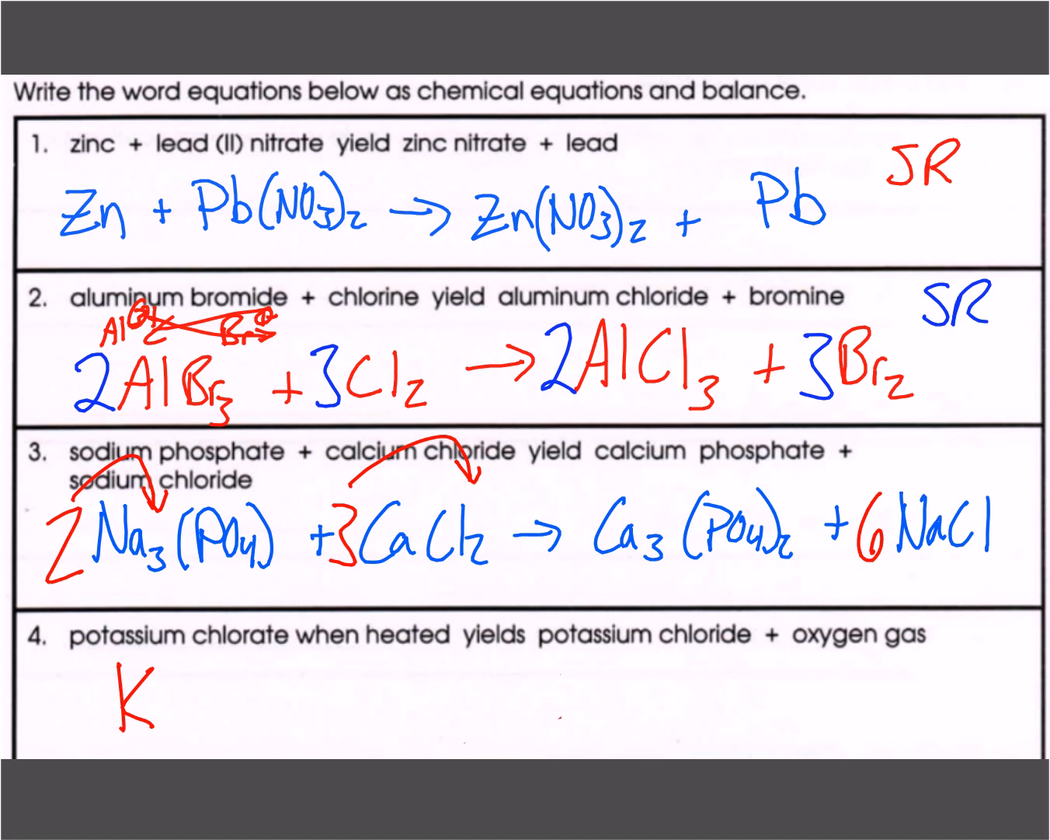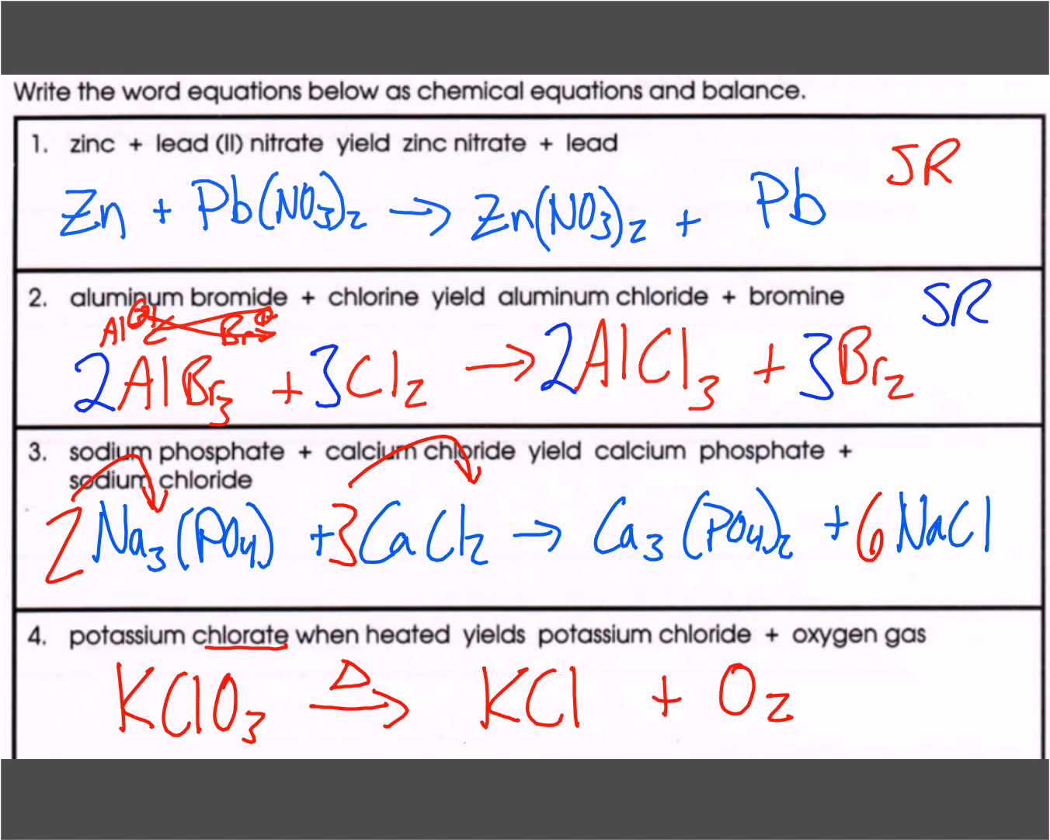Potassium chlorate, KClO3. Chlorate is one that you would not have to have memorized for your test. I would give it to you. When heated, we got to put the triangle up there or the word heat. Yields potassium chloride, KCl, plus O2. Again, O2 because it's a Brinkelhoff. It's a diatomic molecule when it's by itself, not bonded to anything else. It's going to exist as a pair, as a molecule pair.